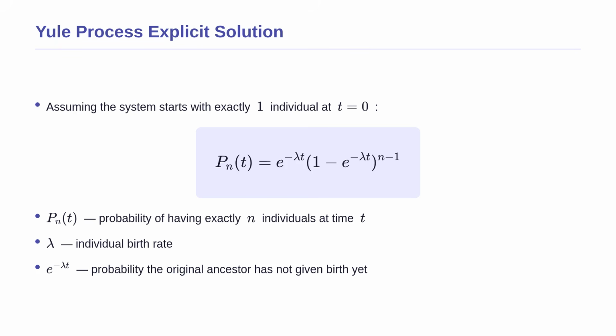Because the birth rate follows such a strict proportional rule, we can solve the differential equations we just derived to get an explicit formula. This formula calculates the exact probability of having n individuals at time t, assuming we started with exactly one individual at time 0. The term e to the negative lambda t represents the chance that the original ancestor has not given birth yet. As time increases, this probability shrinks, and the system shifts toward larger and larger population sizes. This creates a geometric distribution pattern.